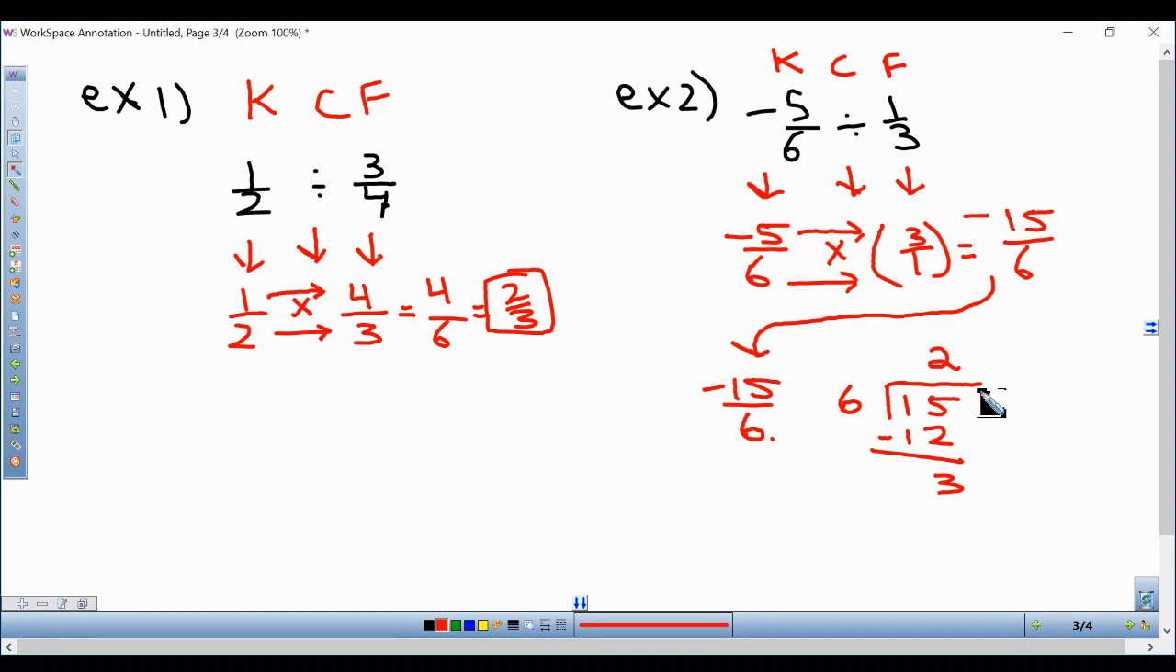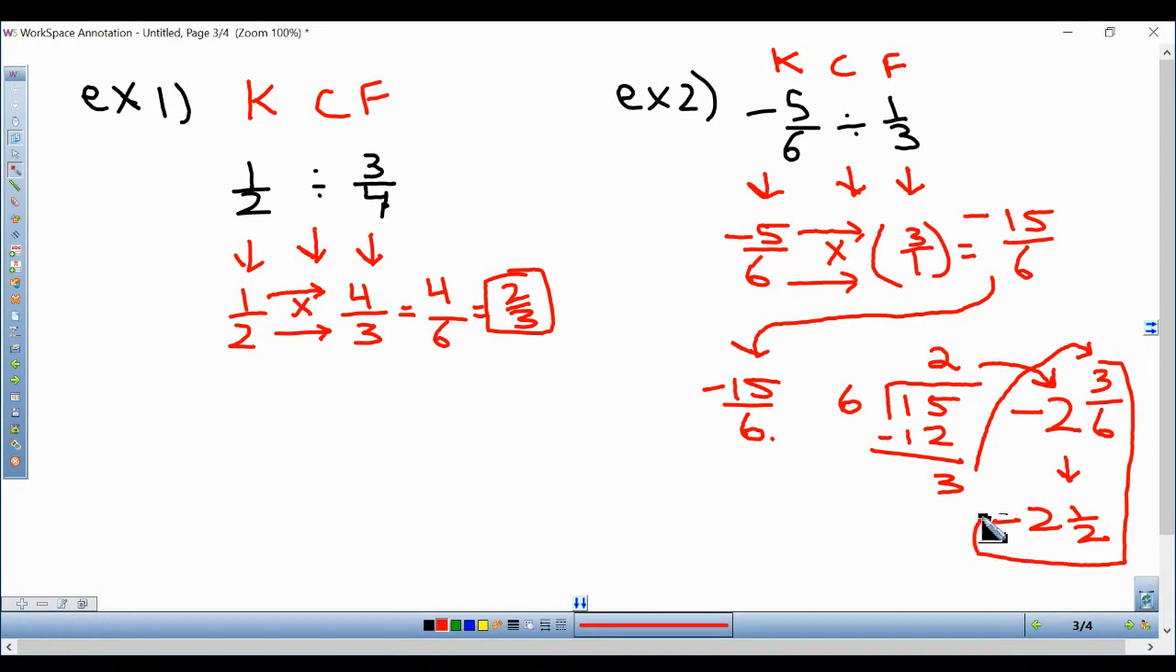So my final answer is going to be negative 2 is my whole number. My denominator never changes. And this 3 is my numerator. Negative 2 and 3/6. Which can be simplified again to negative 2 and 1/2. Both of these answers are the same, but one is simplified.